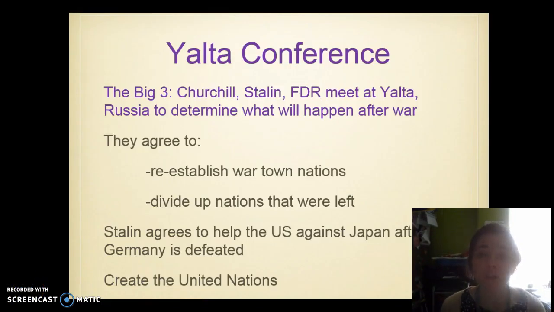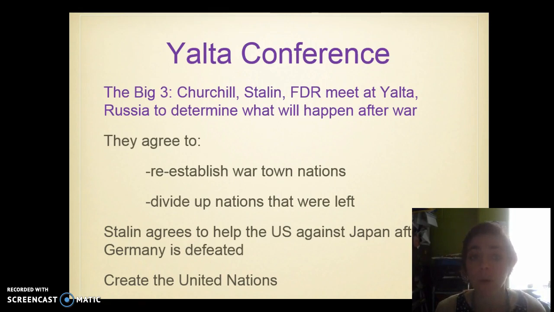Alright, so at the end of World War II, you had the Yalta Conference, which is one of your vocab words, so make sure you know it. It's where the Big Three, Churchill, Stalin, FDR, so Great Britain, Russia, the Soviet Union, and America, meet at Yalta, Russia, to determine what's going to happen after the war. This is before the war actually ends, so make sure you know the difference between Yalta and the one that's coming up called the Potsdam Conference.